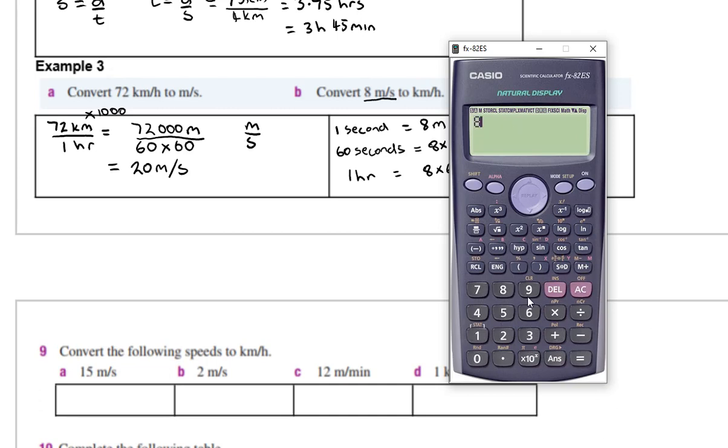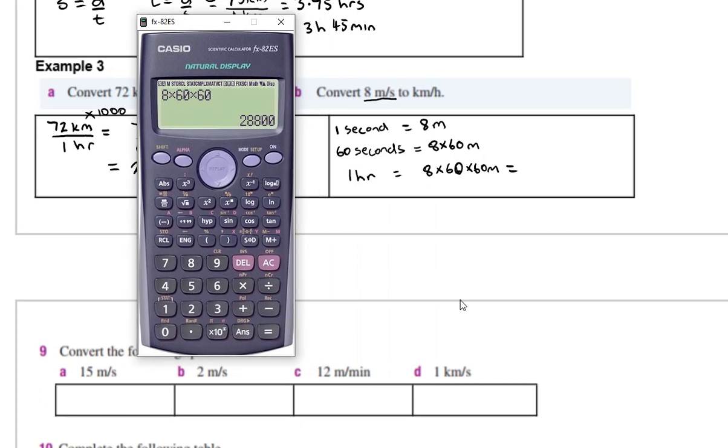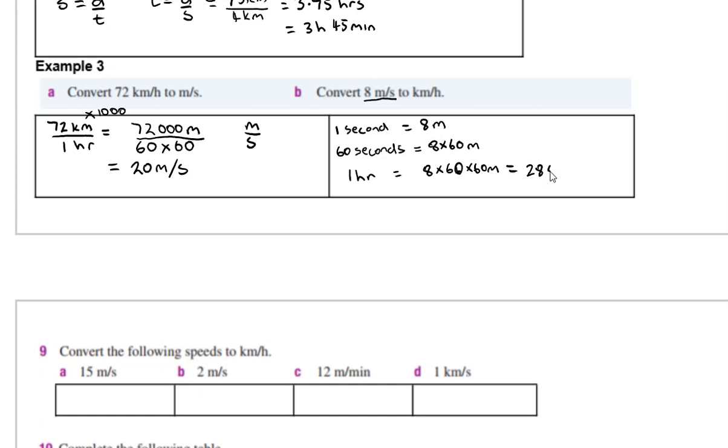Which equals, get a calculator, do 8 times 60 times 60 equals 28,800 meters in an hour, and then we change that to kilometers by dividing by 1,000, which will be 28.8 kilometers per hour.